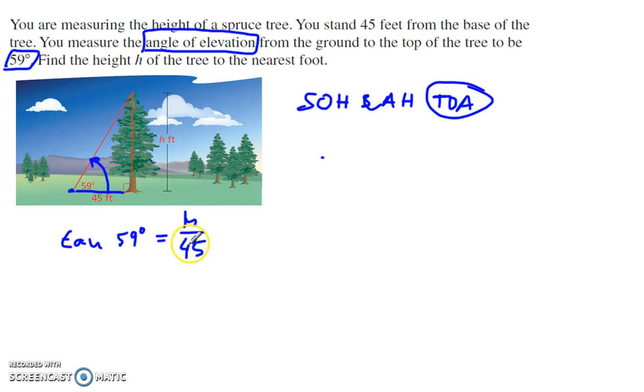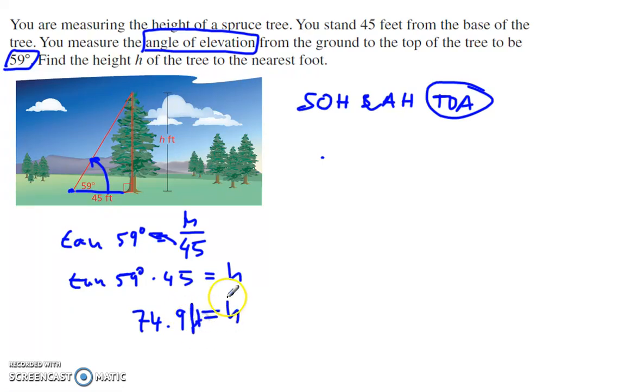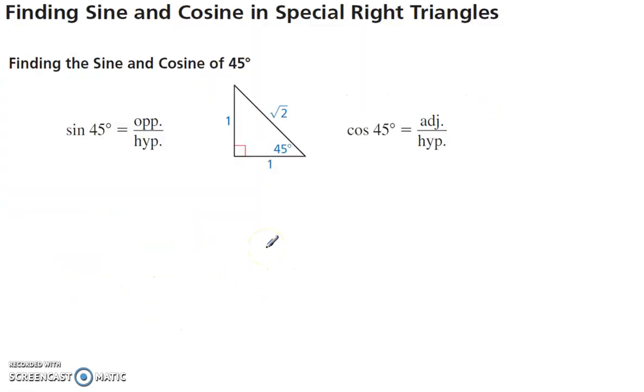Okay, now I can't just divide these. I'm going to have to use this side. So I'm going to have to multiply both sides by 45. Multiplying by 45 brings the 45 over here. And then we get tangent 59 degrees times 45 is equal to the height. And we type into our magic calculating device, and that is about 74.9 for the height. And this is in feet. There you go.